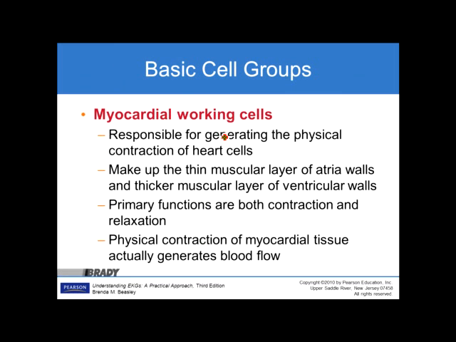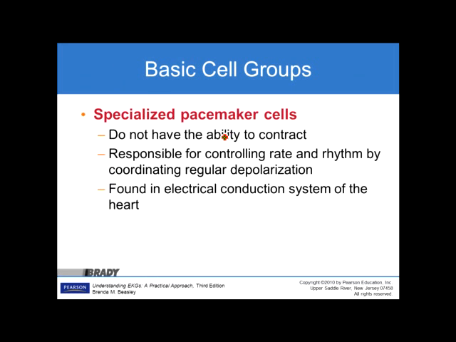Physical contraction of the myocardial tissue actually generates blood flow. So whenever the heart is contracting, you get blood flowing out either into the pulmonary trunk or out to the body. Specialized pacemaker cells. They don't have the ability to contract, but they are responsible for controlling the rate and rhythm by coordinating regular depolarization found in the electrical conduction system of the heart.